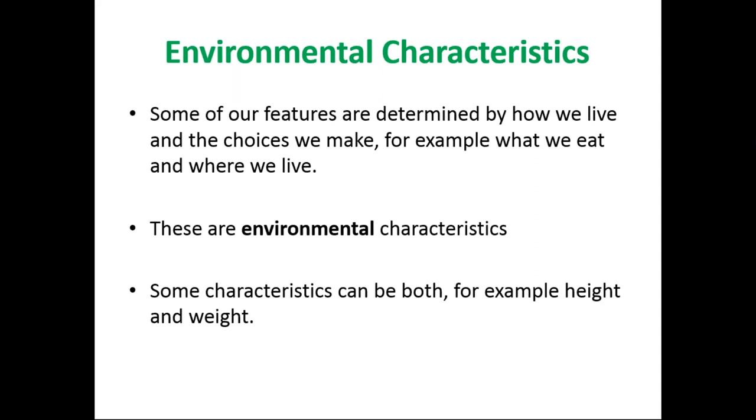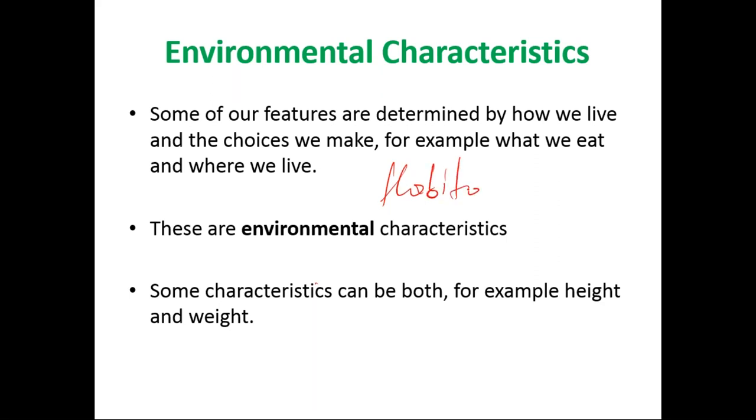Age. For example, what we eat, where we live, all of them will affect our characteristics and variations, differences between different organisms. These are environmental characteristics. And some characteristics can be both, for example, height and weight. Here, guys, look, environmental factors also affect the variation. Here we can talk about habitat.